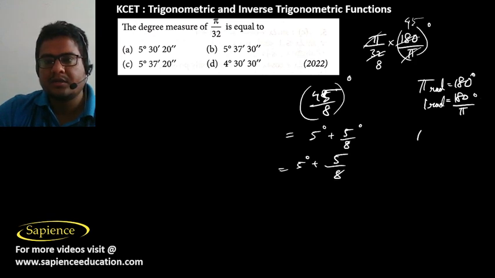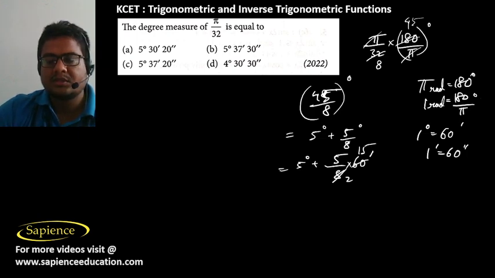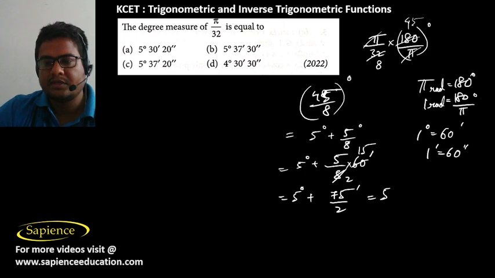Now 1 degree is 60 minutes and 1 minute is 60 seconds. So this we can write 5 by 8 into 60 minutes. So this will be 4 2s are 8, 15 4s are 60. So this is 5 degree plus 15 5s are 75, 75 by 2 minutes. So this will be 5 degree plus 37 minute plus half minute.